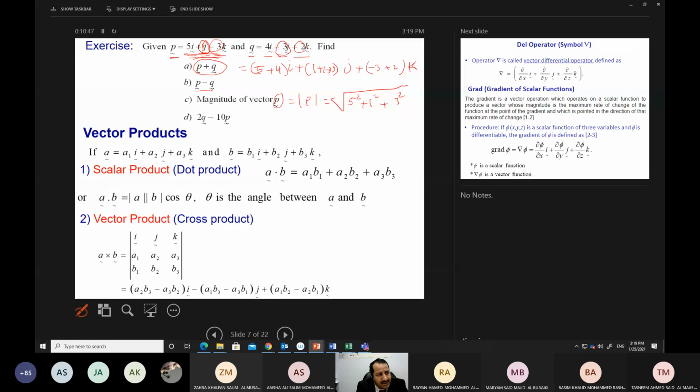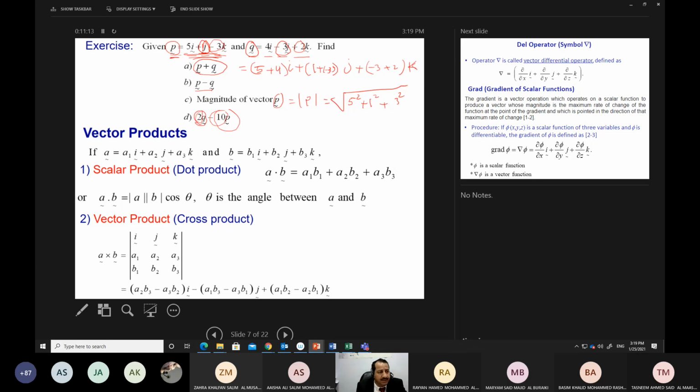Now here he asked me to find 2Q minus 10P, so I need to multiply 2 by all the Q elements here, and minus 10 by all the P elements, and then add. Easy. So all this was already discussed before in semester 1.